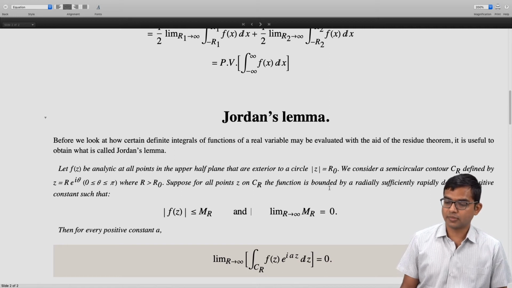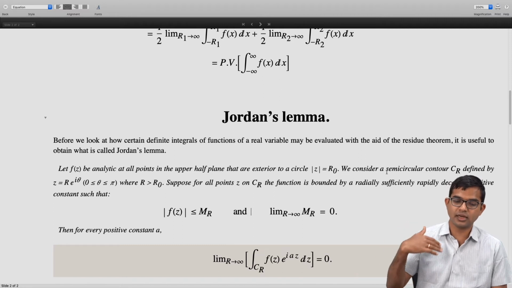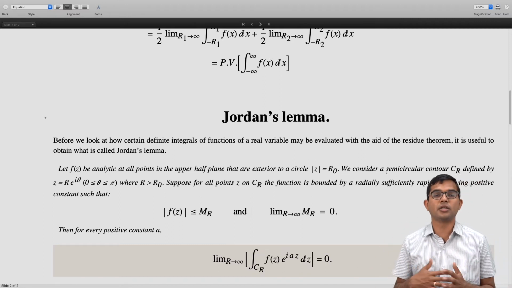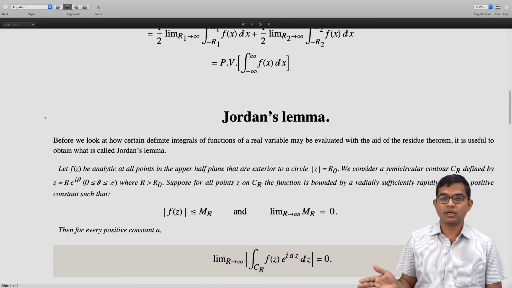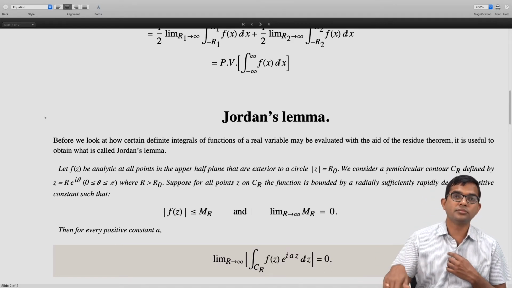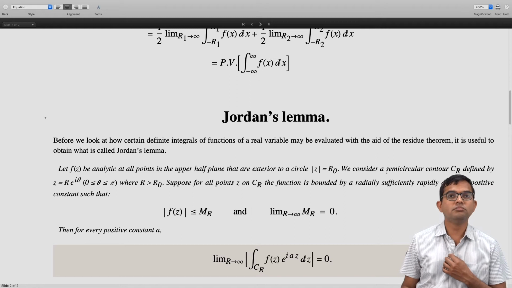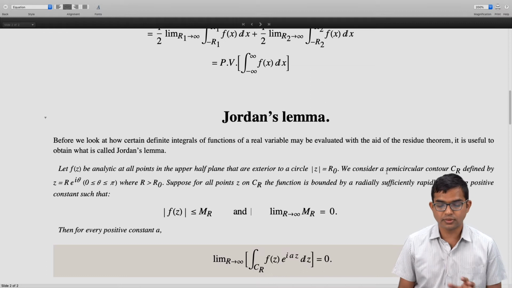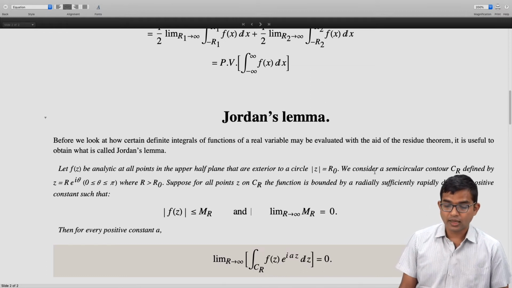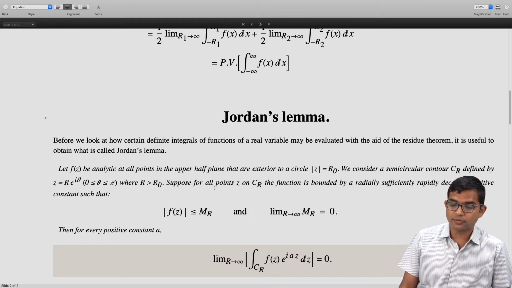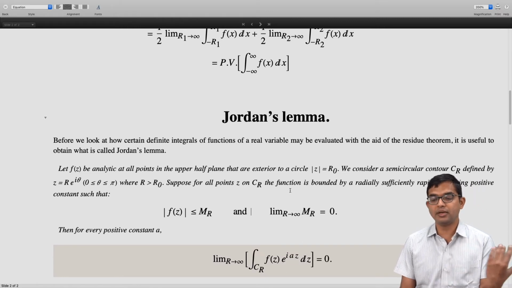And then we consider a semicircular contour CR whose radius r is greater than this r0, right? So that means that our contour basically for sure includes all the poles, all the isolated singularities of this function f of z are contained inside this, and then the function on CR is bounded by a radially sufficiently rapidly decaying positive constant.